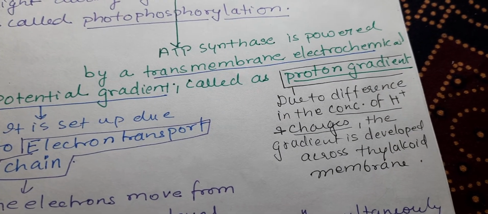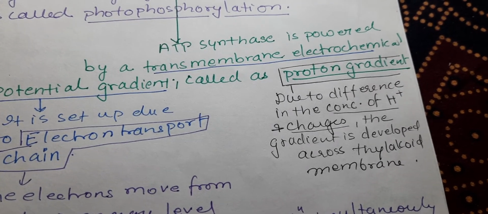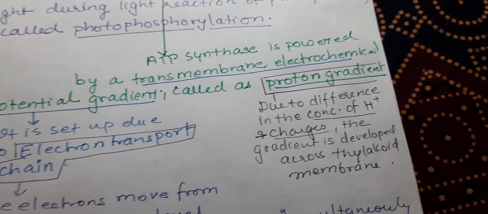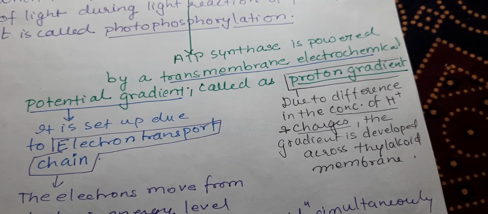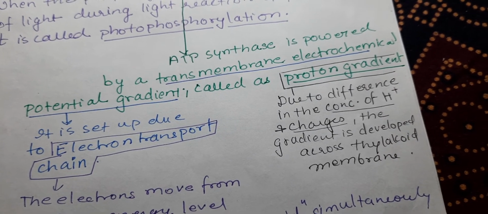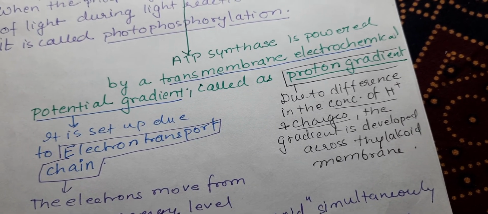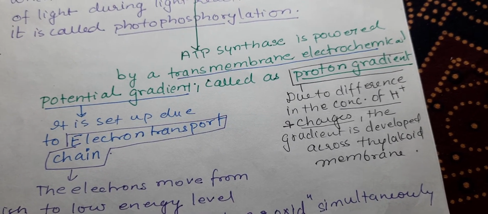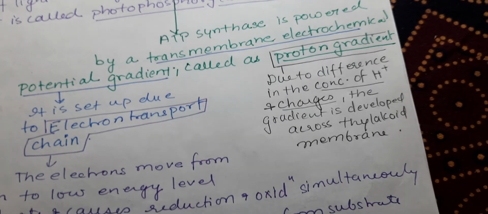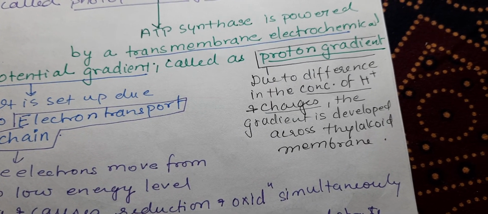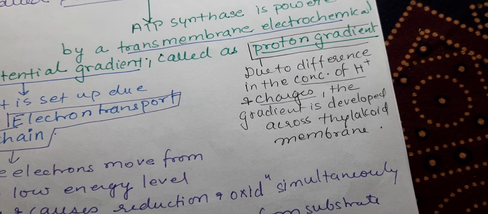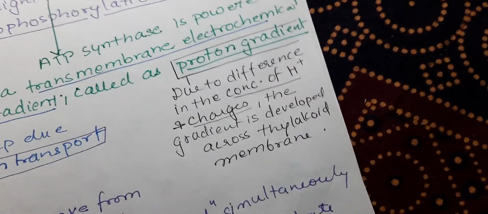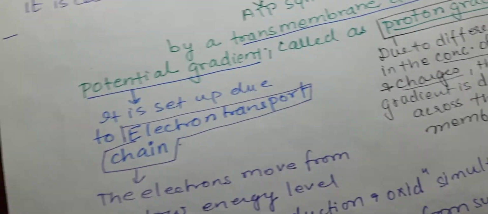Why do we call it electrochemical potential? Because it depends on the concentration and charges. Okay, so the concentration of H plus ions increases in the lumen, so the positive charge increases in the lumen as compared to the stroma. That's why we say it is the transmembrane electrochemical potential gradient, which is known as the proton gradient, and it is due to the difference in the concentration of protons and charges. The gradient is developed across the thylakoid membrane. So this is called transmembrane electrochemical potential.